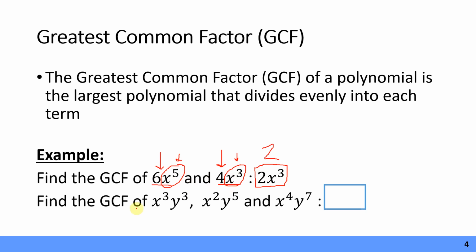All right, so let's go ahead and try another one. Find the greatest common factor of x cubed y cubed, x squared y to the fifth, and x fourth y to the seventh. Again, just like we did on the previous problem, you separate, look at all the x's. Which one has the smallest exponent? It would be this one, so that's going to be part of the greatest common factor. But we also have to look at the y's. Which y has the smallest exponent? It would be this one. So there we go, that's going to be our greatest common factor. Our greatest common factor for these three terms would be x squared y to the third. Okay, so again, just remember, look for the smallest exponent.